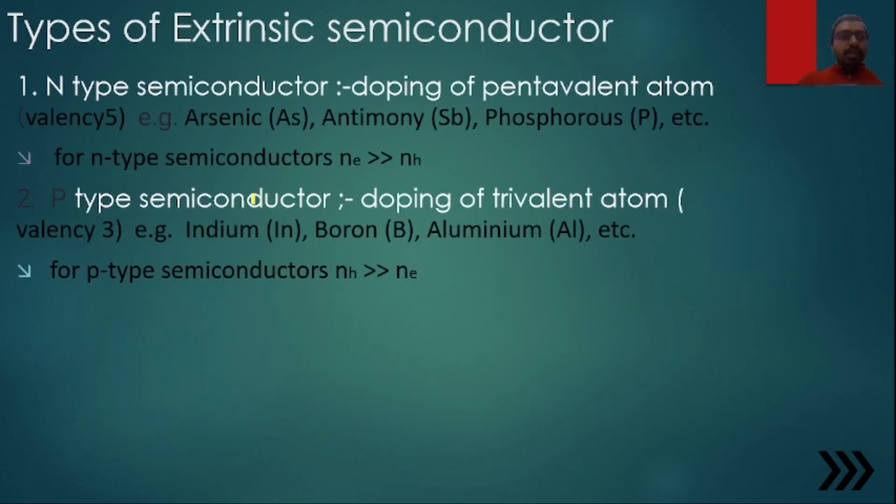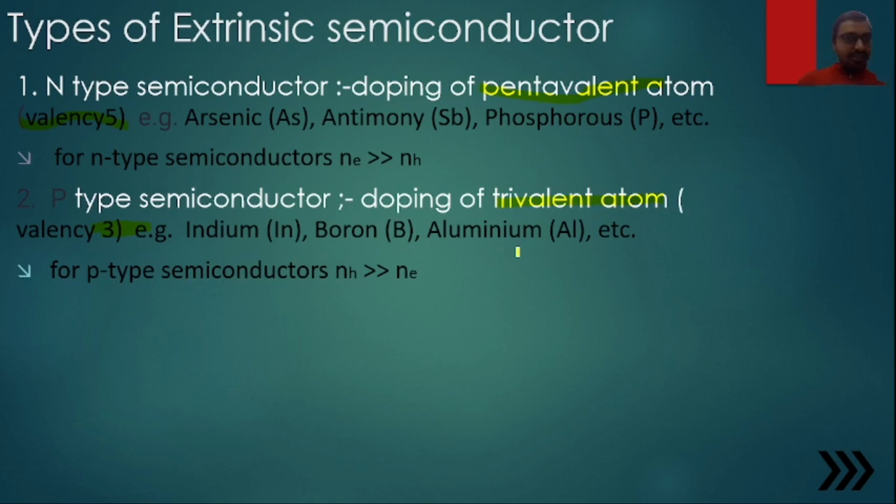Now next, come to types of extrinsic semiconductor. Because you know the extrinsic semiconductors are impure semiconductors, means here doping is done. So doping is also done in two types: doping of the pentavalent atom and doping of the trivalent atom. The pentavalent atom has valency 5, means they have 5 electrons in their outermost shell. There are some examples here I have mentioned. And trivalent atoms have 3 electrons in their outermost shell. Here I have mentioned some examples also: indium, boron, aluminum, etc.